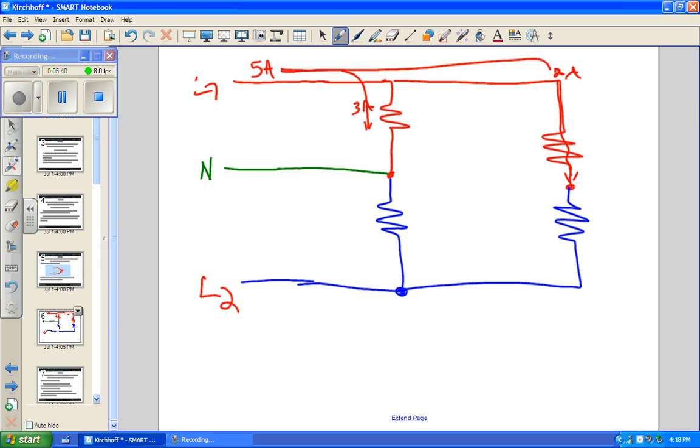All right? Now let's also look at, on the other side, we have 10 amps coming this way, and let's say we have 5 amps coming in here. And we also have 5 amps coming in here.